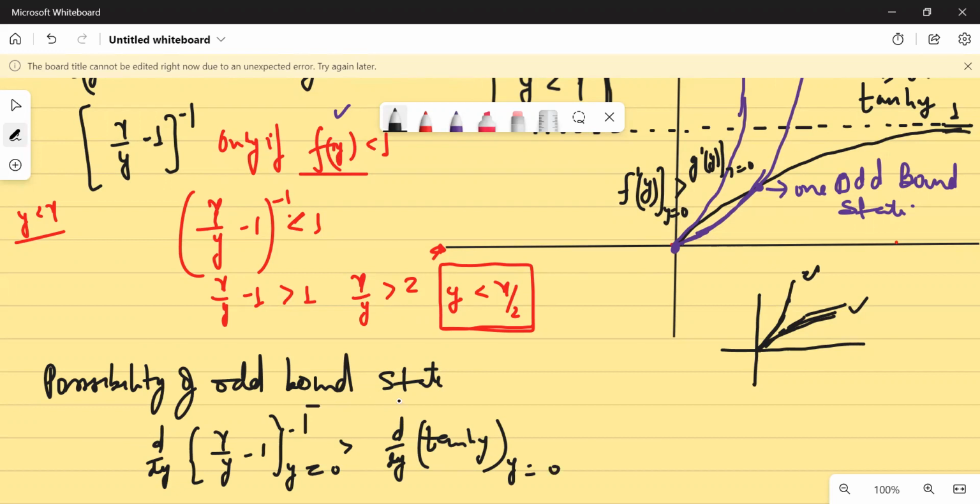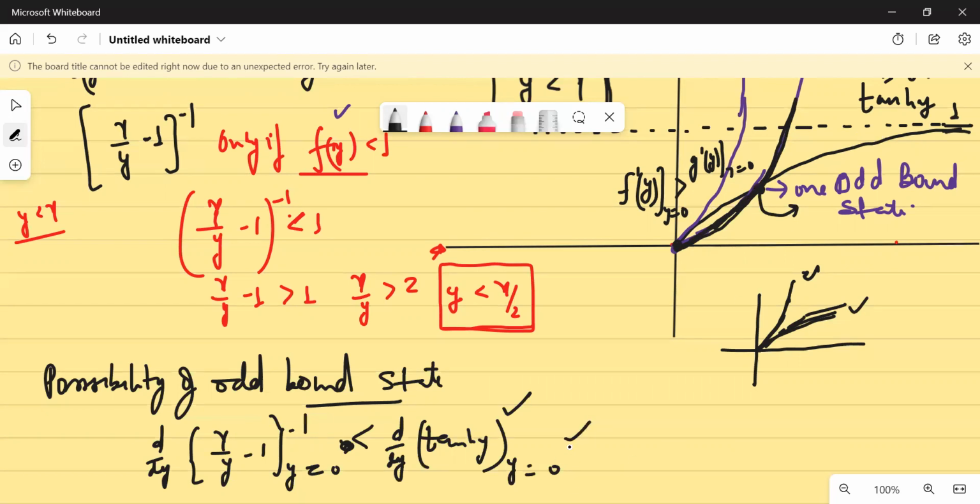Yes, sir. Only if this is the case, then things can come up. Because if the slope of this gamma upon y minus 1 to the power minus 1 is greater than that of tan hyperbolic y, then obviously this graph will lie above. And if the slope at y equal to 0 is less than that of tan hyperbolic y, then obviously it will start from below. And if it starts from below and is increasing, somewhere it will cut. That is for sure. Is that clear? So there will be one odd bound state in this possibility.